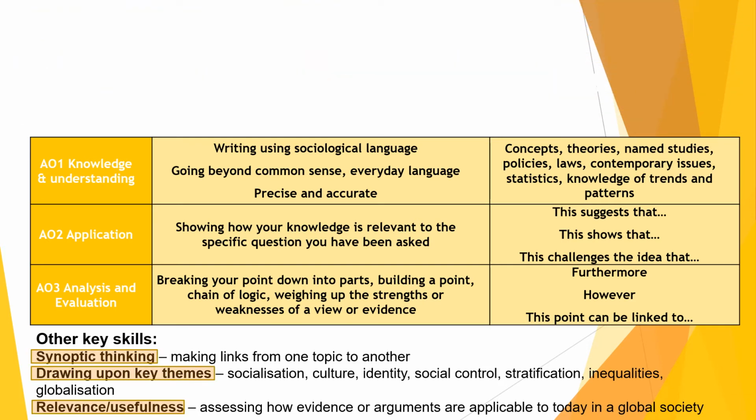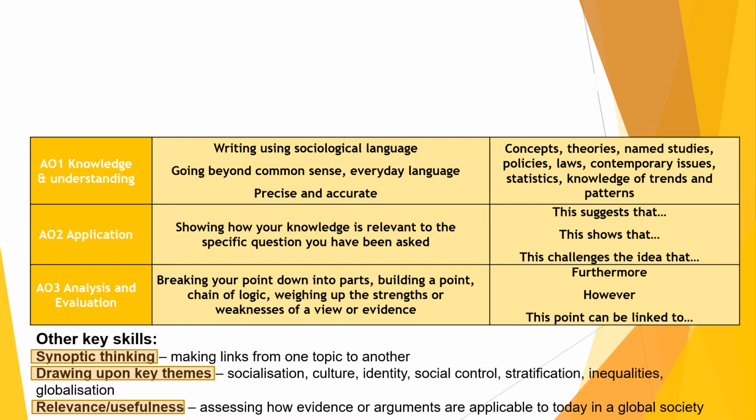Other key things to highlight: synoptic thinking. As I said, family 10 markers tend to draw connections between two different topic areas. So how gender changes affect childhood, or how social policies affect family structure. So again, it's about trying to make connections between two topics. Draw on the key themes: socialization, culture, identity, always key themes.